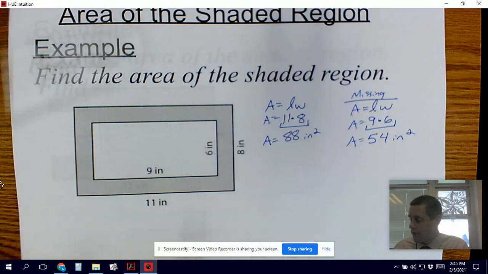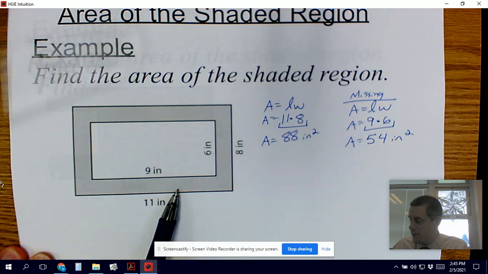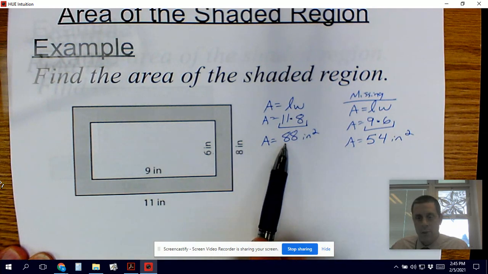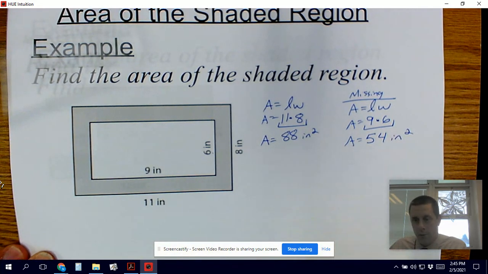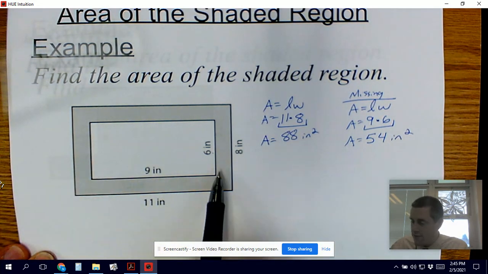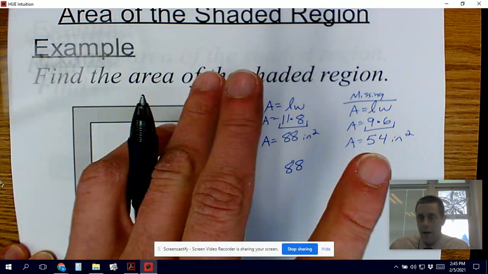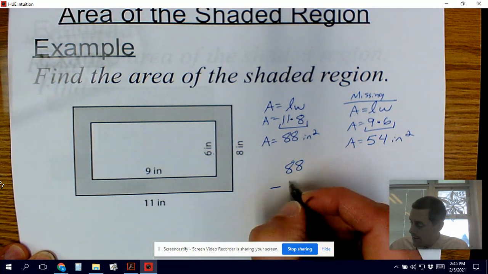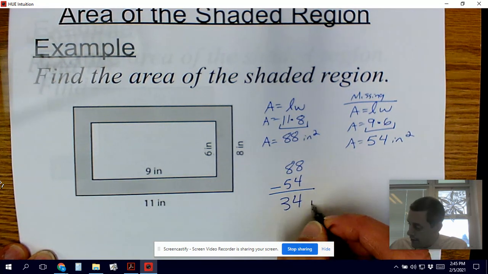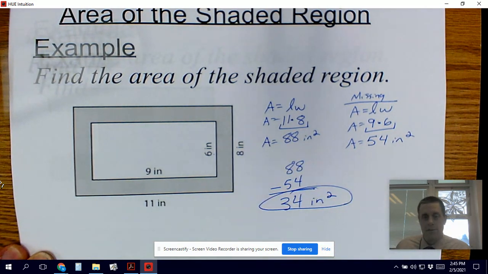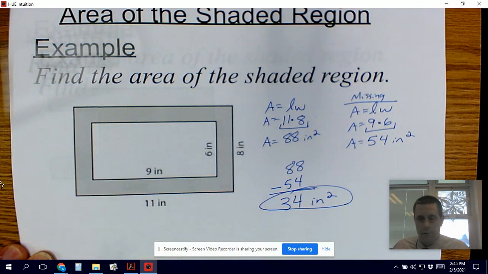Now let's take a look at our work so far. This large rectangle, if it was completely filled in, would have an area of 88 square inches. But there is a hole inside, and that hole has an area of 54 square inches. So to find the area of just the shaded region, or what's left over, I'm going to take the area of the entire object and subtract that missing piece, that hole in the middle. I get an area of 34 square inches. So just the shaded region, just the border, covers an area of 34 square inches.